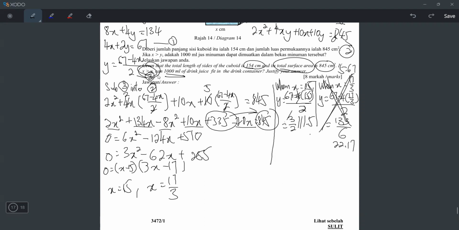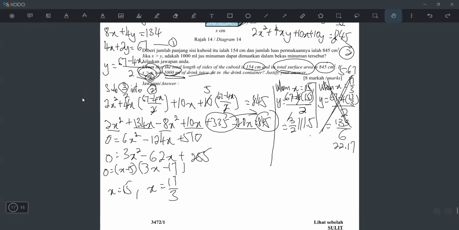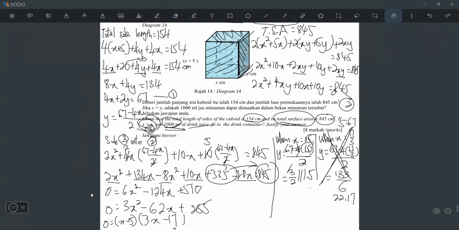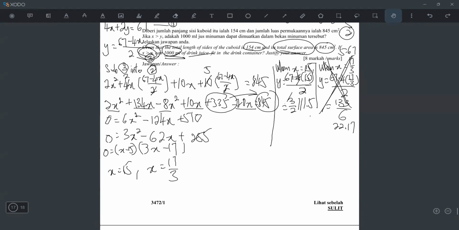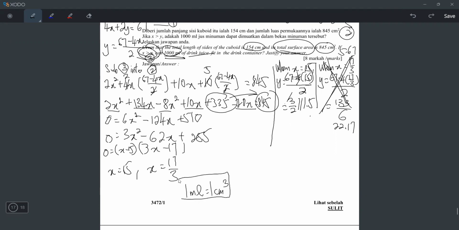Okay, now the question asks, can 1000 milliliter of drink juice fit in the drink container? Justify your answer. Okay, there's one thing that you need to know to do this question. 1 milliliter is equals to 1 cm cube. You need to know this. Okay, because if you don't know this, you cannot do. So maybe before this you don't know about this, but at least now you know. Okay, starting from now you remember. 1 milliliter is equals to 1 cm cube, not 1 cm.